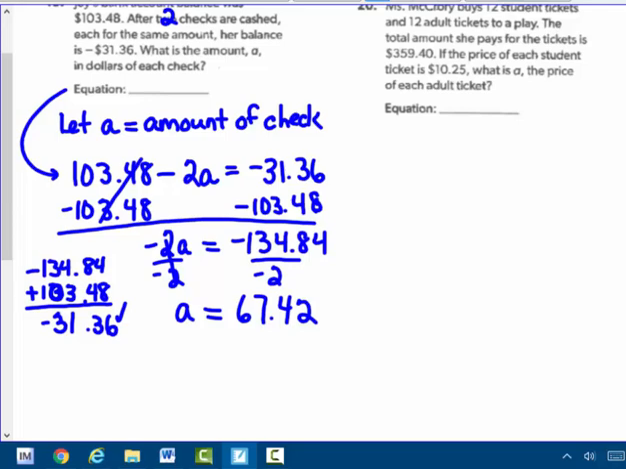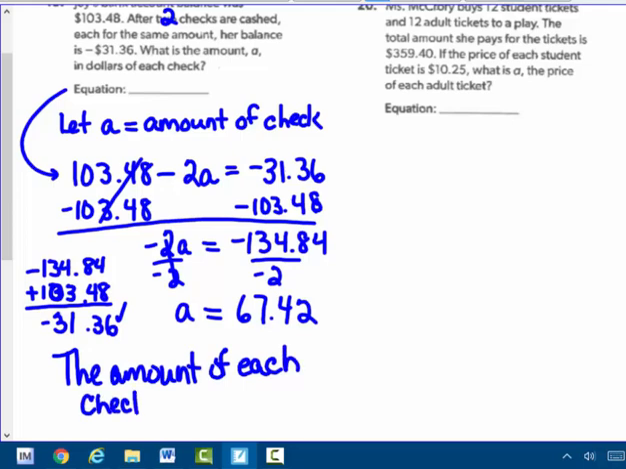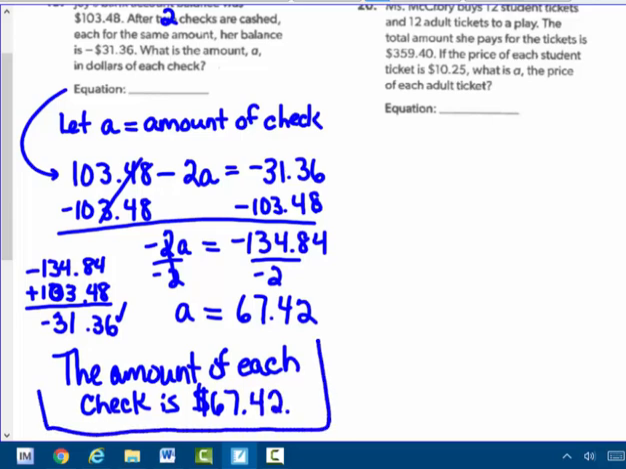So yes, it checks. So the amount of each check, here's my sable, the amount of each check, because they were the same, is, and dollar sign here, don't forget our labels, 67.42. Sentence answer box label.